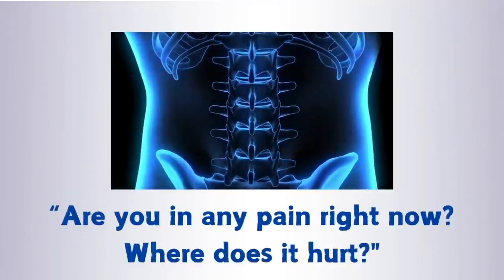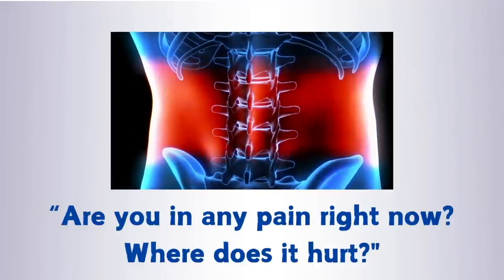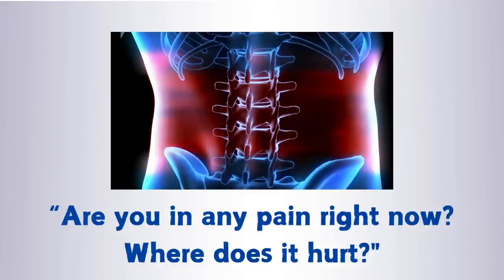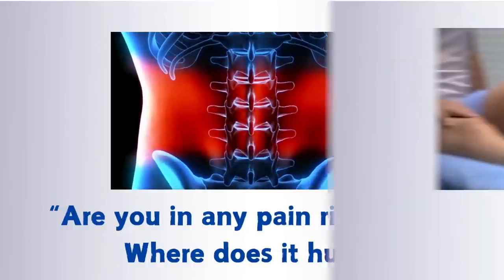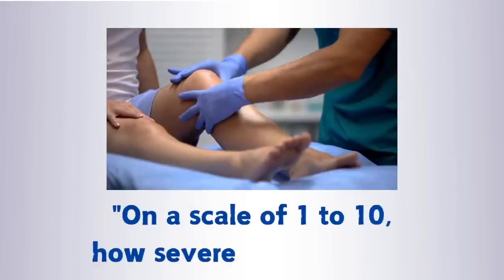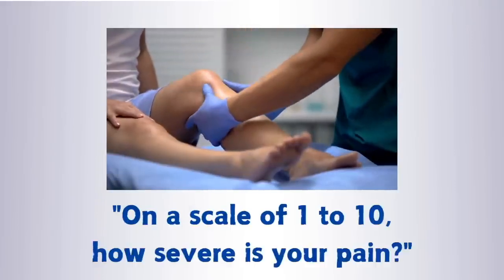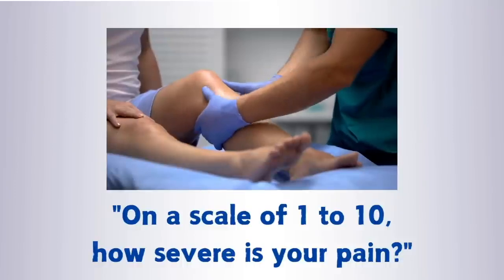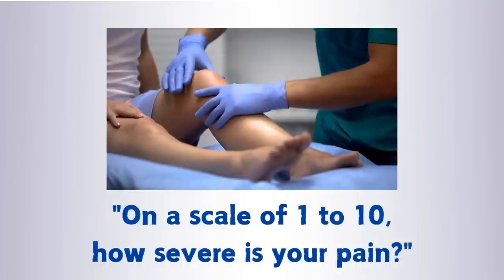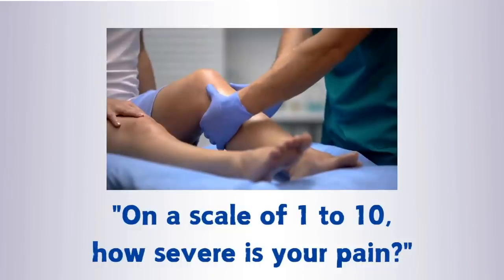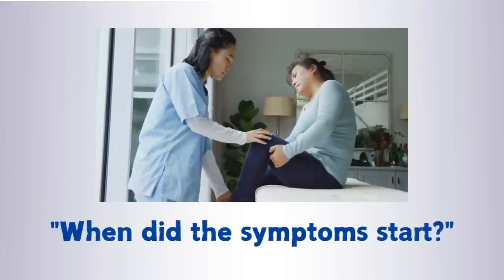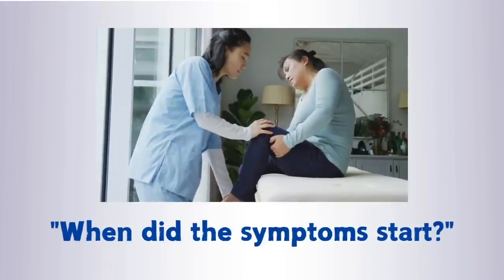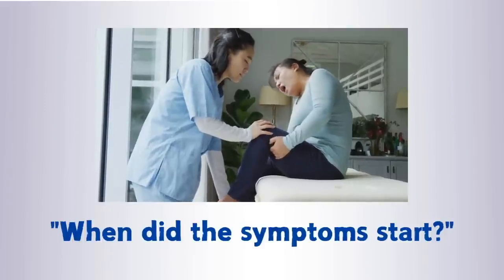Are you in any pain right now? Where does it hurt? This phrase can be important for identifying areas of pain. On a scale of 1 to 10, how severe is your pain? We say this to assess the intensity of pain, which helps to prioritize treatment. When did the symptoms start? Knowing the timeline is crucial for diagnosing the urgency of the condition.